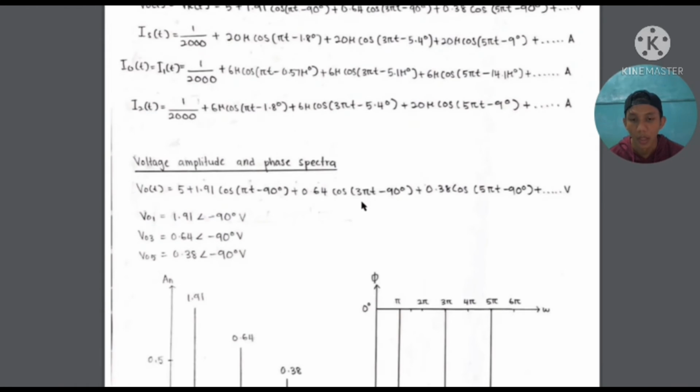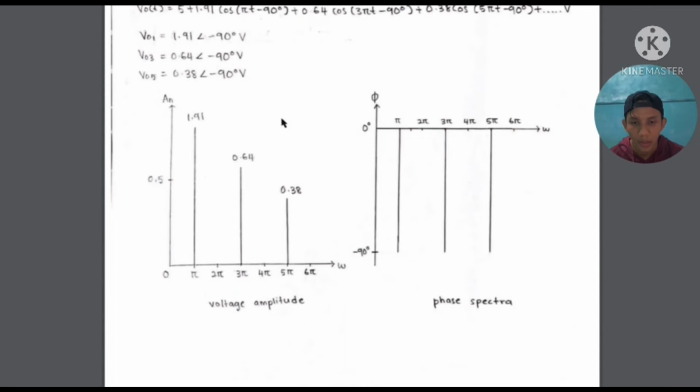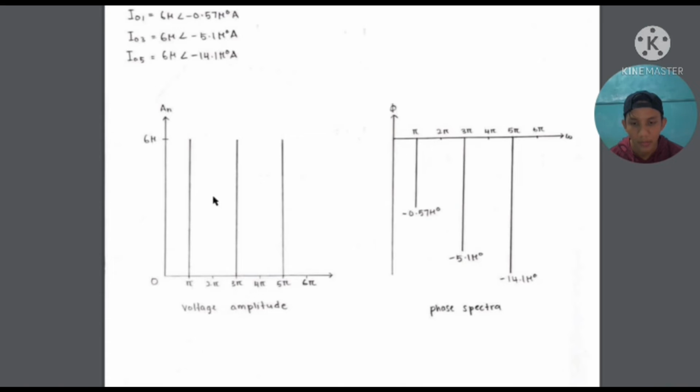After that, we will continue with the voltage amplitude and phase spectra. First we list down the V0 for 1, 3, and 5, and then you can see this is the amplitudes, and this is the phase spectra for voltage. Same for currents. This is the current amplitude, and this is the phase spectra. So I think that's all from me.